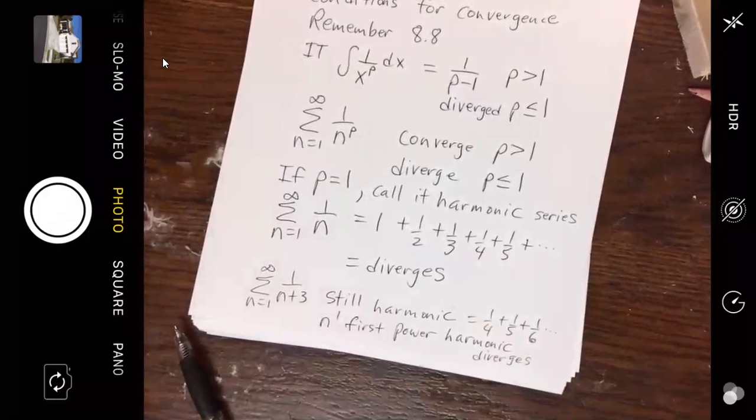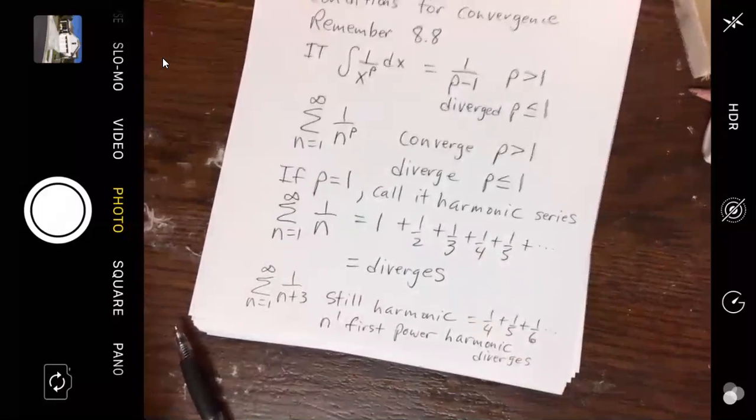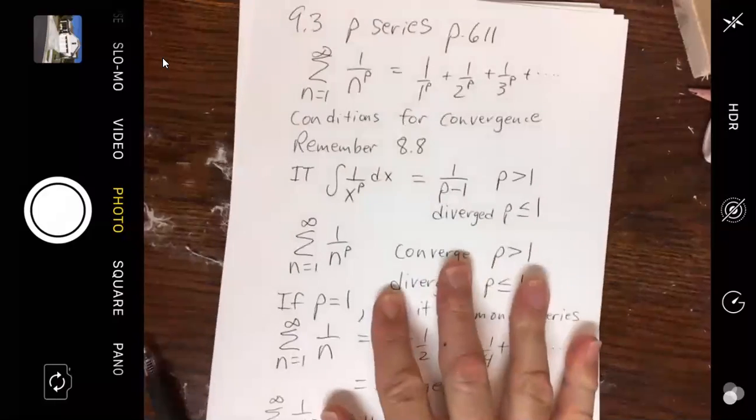All right, let's pause for station identification. Anybody want to ask anything about this?